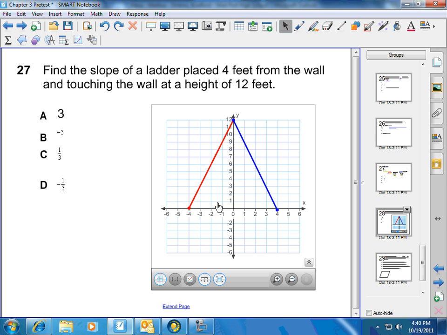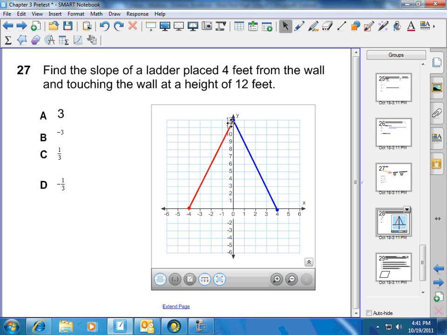But let's just see. We've got ladders. A ladder up against a wall. It could be on the right side or on the left side. If it's on the left side, the slope is rise over run, change in y over the change in x. So I'm going up 12 and over 4 to go from one end of the ladder to the next. So my slope is 12 over 4, which would be 3.